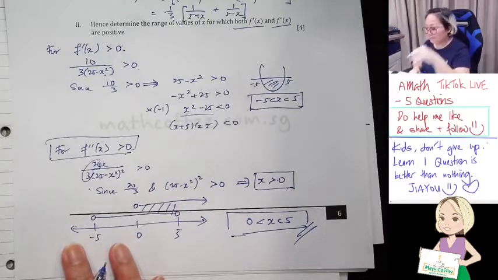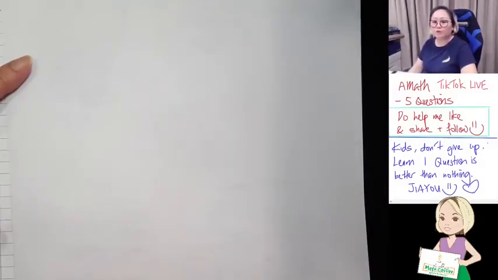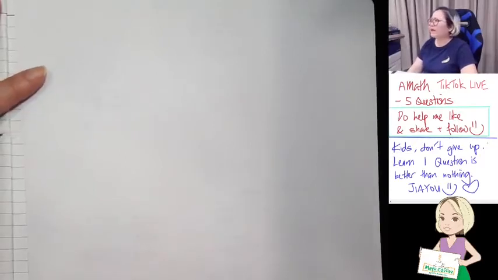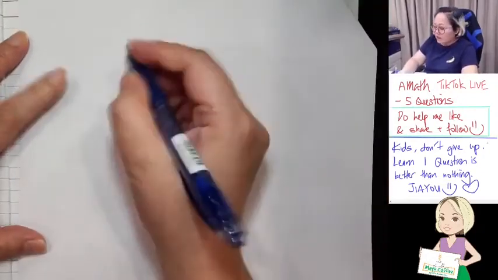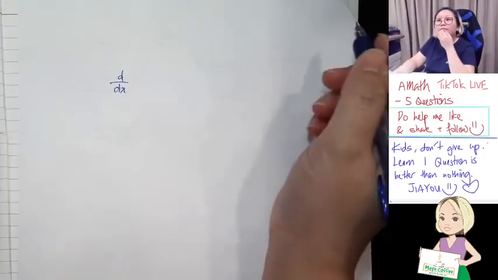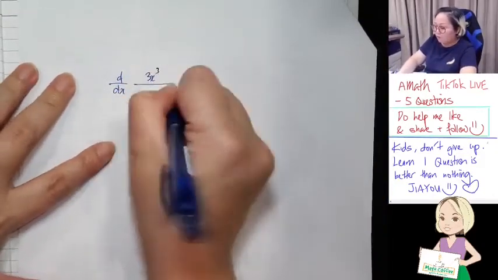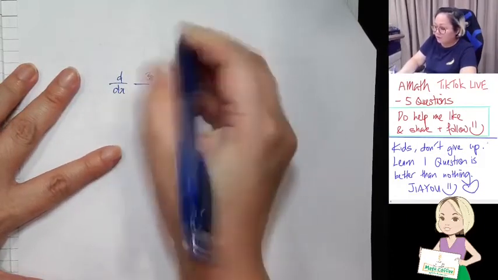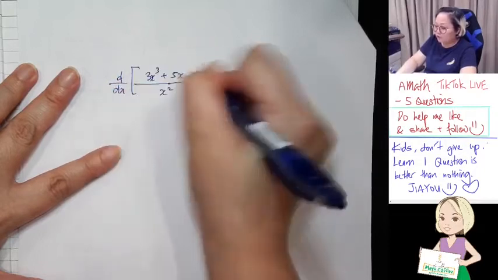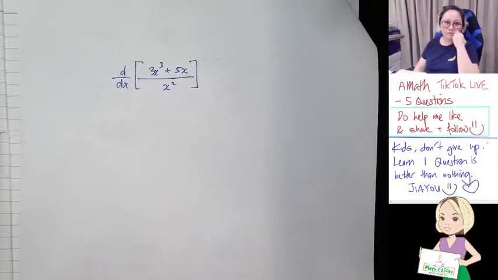Okay, so now let's take a look at the 5 rules. Someone asked about the chain rule, product rule, and quotient rule. Let me just explain one thing. I just randomly come up with something. If I want to differentiate, let's say, 3x cubed plus 5x over x squared, I want to differentiate this one. Can someone tell me how do I differentiate this one?